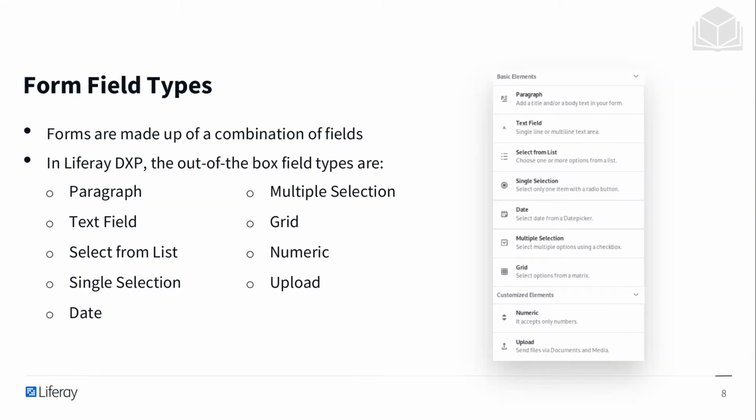Form field types. Forms are made up of a combination of fields. In Liferay DXP, the out-of-the-box field types are paragraph, text field, select from list, single selection, date, multiple selection, grid, numeric, and upload. Just as well, it is specified out-of-the-box field types because Liferay does allow custom fields which can be integrated into the Liferay platform. Once those have been integrated, they can also be included in forms themselves.